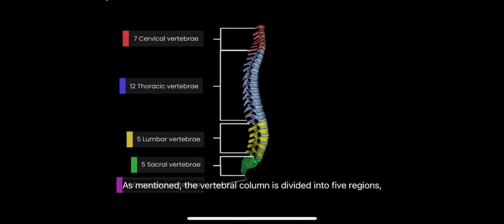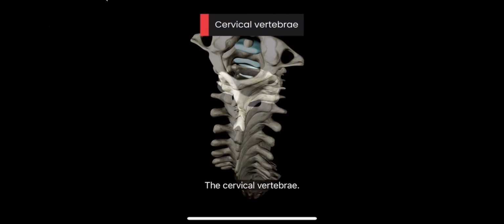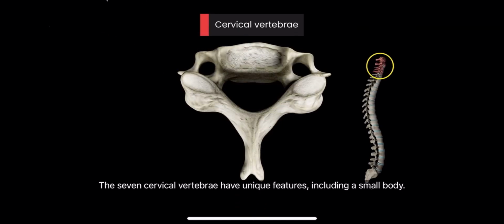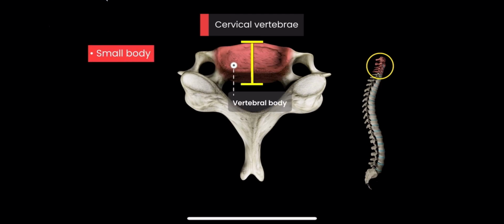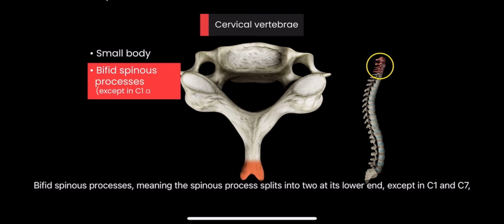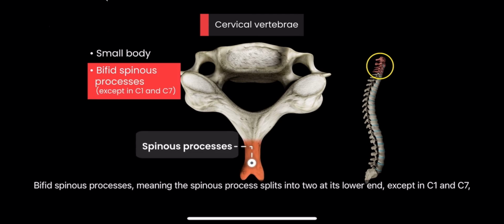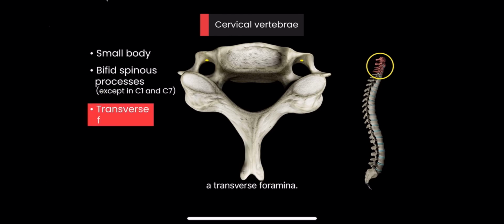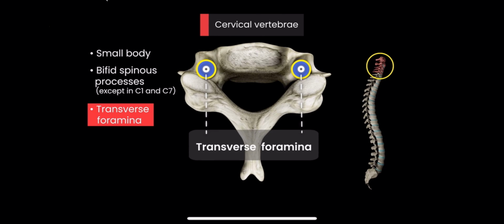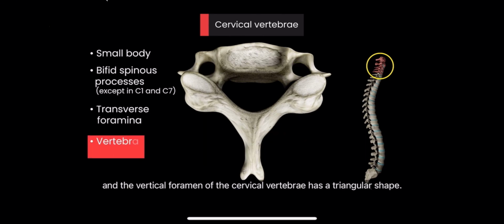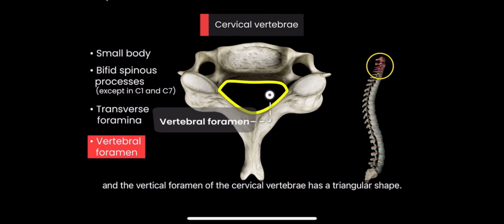Classification of vertebrae. As mentioned, the vertebral column is divided into 5 regions, each characterized by distinct vertebral structures. The cervical vertebrae. The 7 cervical vertebrae have unique features, including a small body, bifid spinous processes, meaning the spinous process splits into 2 at its lower end, except in C1 and C7, transverse foramina, and the vertebral foramen of the cervical vertebrae has a triangular shape.